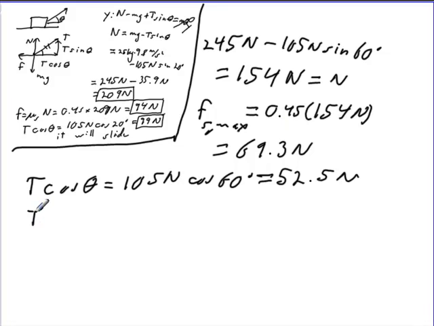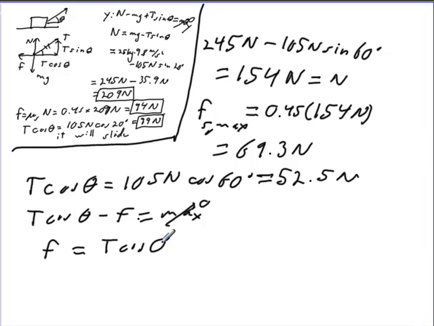In other words, T cosine theta minus F max will equal 0. So the frictional force will simply equal T cosine theta, which is just 52.5 newtons. So notice we found that at the lowest possible angle, the normal force was simply the weight.